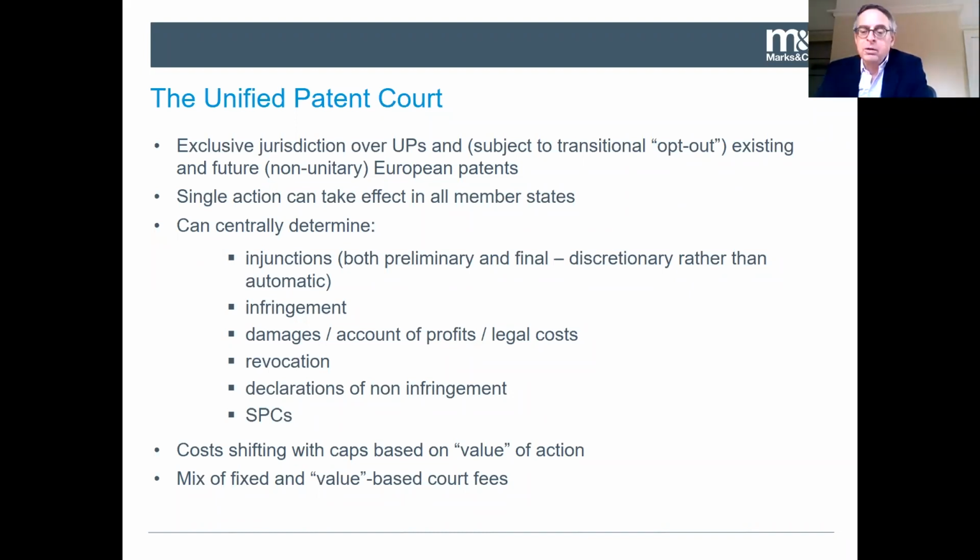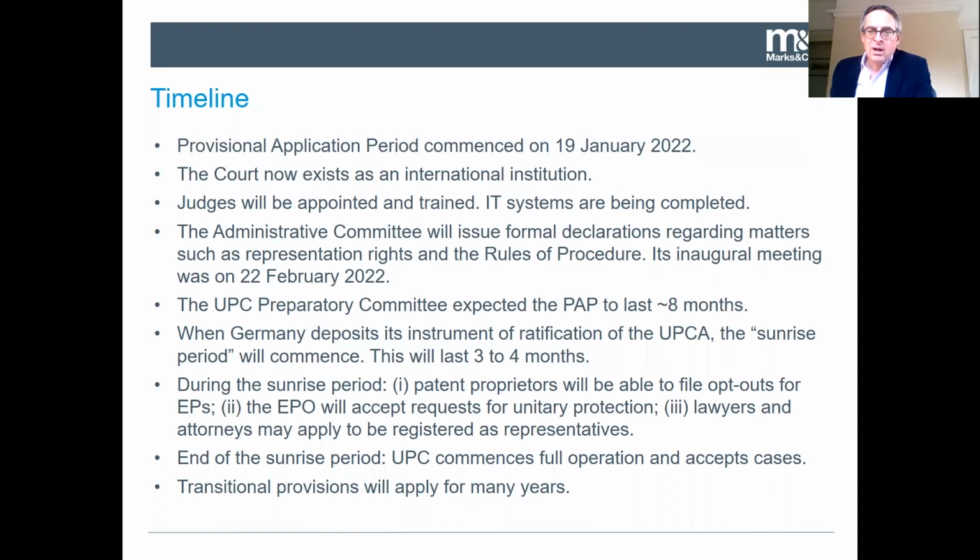Revocation actions, the proposed court fee is a flat rate of 20,000 euros. Now, we have all got very excited about the unitary patent and the UPC again, because the provisional application period commenced on the 19th of January of this year.